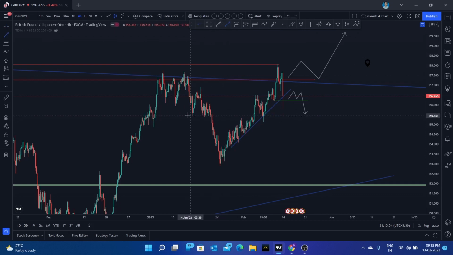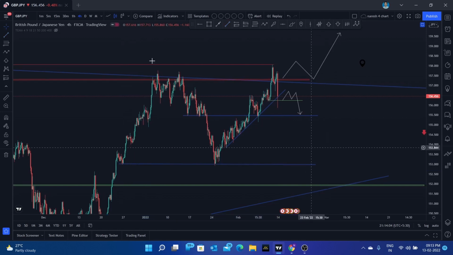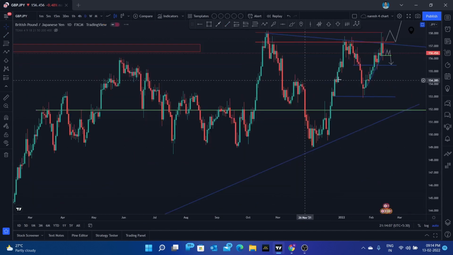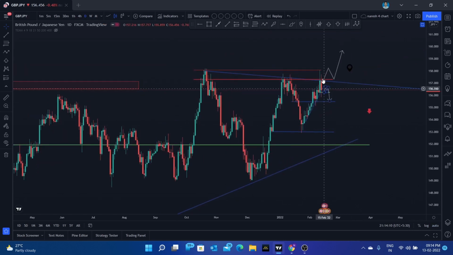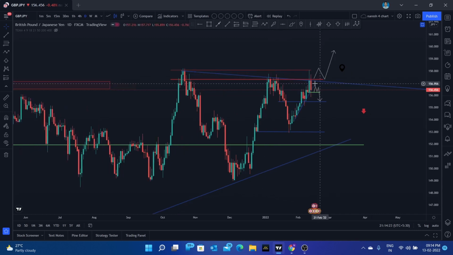So that would be for GBPJPY, and this would be your first target, and this would be your second target guys. So if it is breaking this level and if you are able to see a close above this area, you can go for potential long entry. But always remember guys, this resistance area is very important. So unless you are able to see some big momentum, big candle, don't go for long entries guys. Only look for short entries in GBPJPY. So that would be for GBPJPY guys.